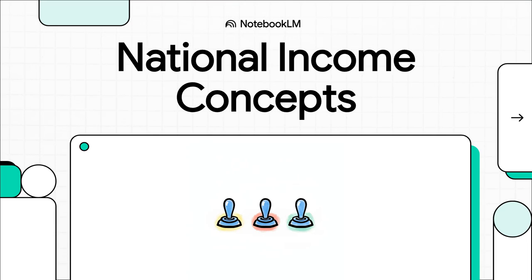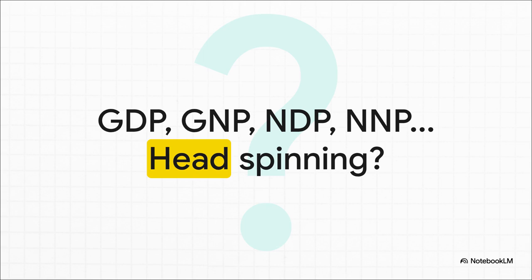Today, we are going to demystify the core concepts of national income. And I promise, by the end of this, you'll see it's actually way simpler than it sounds. So, we've all got a pretty good idea of what GDP is, right? But the second someone throws out GNP or NDP or NNP, or they start talking about market price versus factor cost, it can get confusing fast.